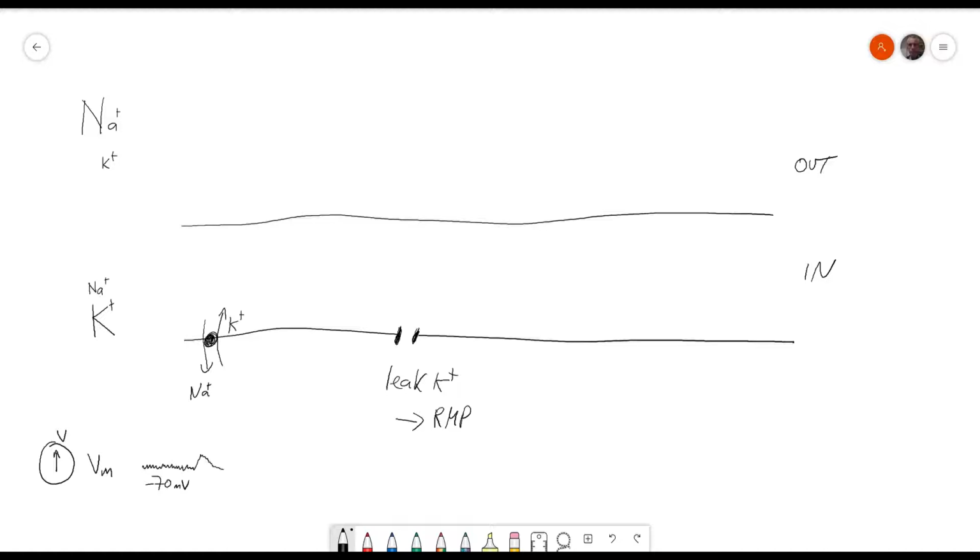So let's put those sodium channels in here. So this one's closed. Should be a voltage gated sodium channel, and we've also got voltage gated K channels, and they're both closed at the moment. A little depolarization isn't going to open them, but if the depolarization is big enough, what's going to happen is these voltage gated sodium channels are going to open.